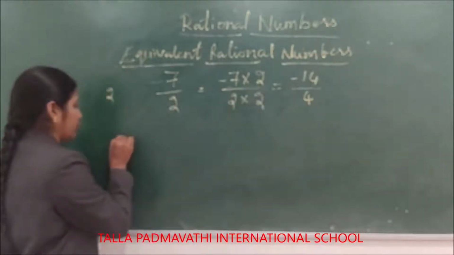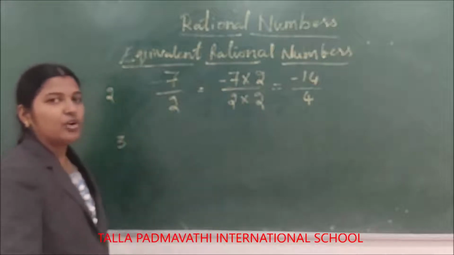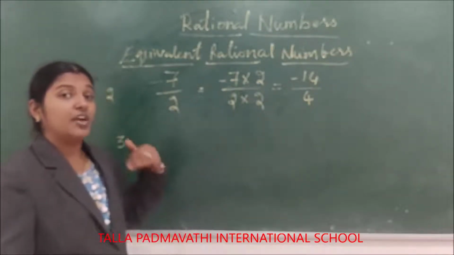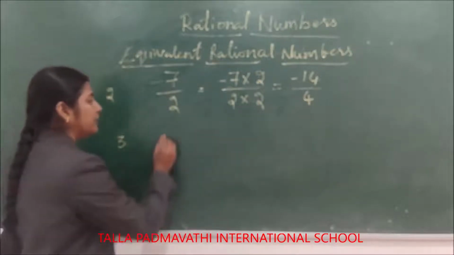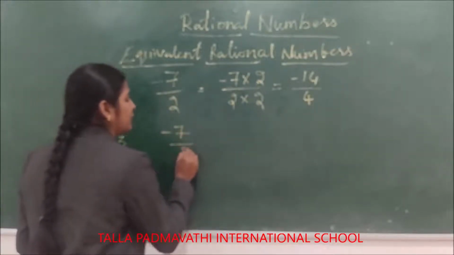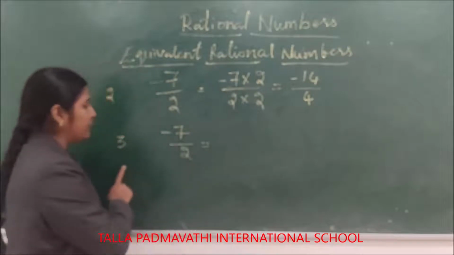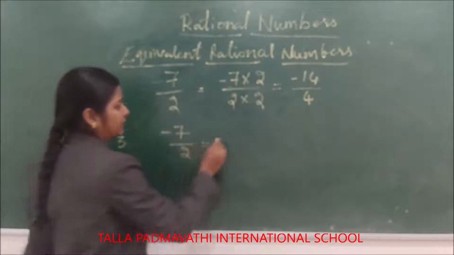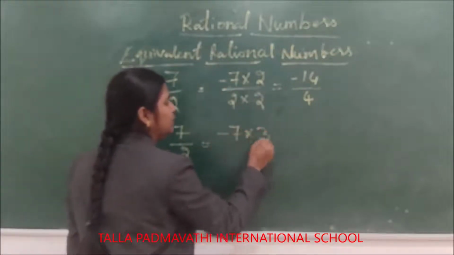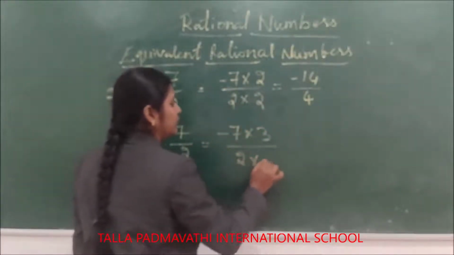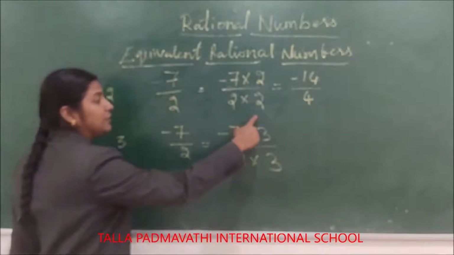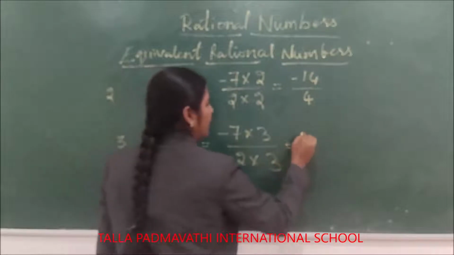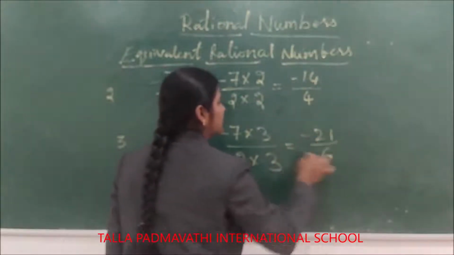Now let us take one more number, that is 3. Again you want to make one more equivalent rational number. So for that what you will be doing? The same method again. You need to take the number and you need to multiply to the numerator as well as to the denominator. So just see minus 7 into 3 by 2 into 3. So 3 I multiply to the numerator and as well as to the denominator. So minus 21 by 6.